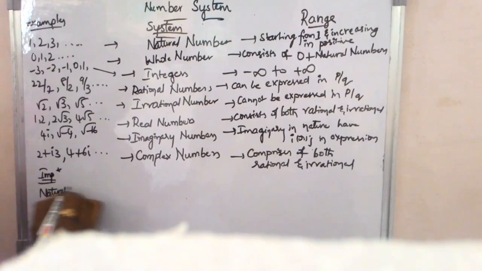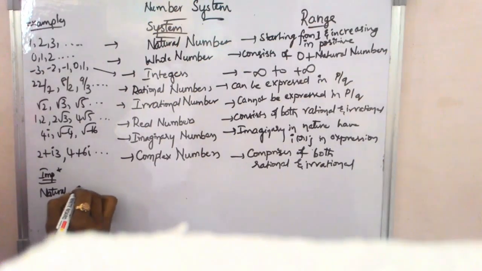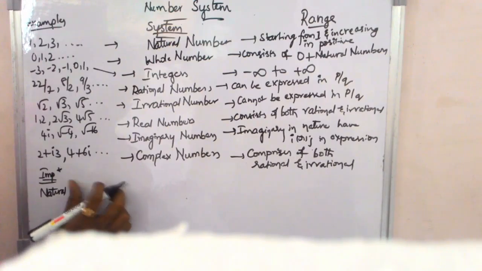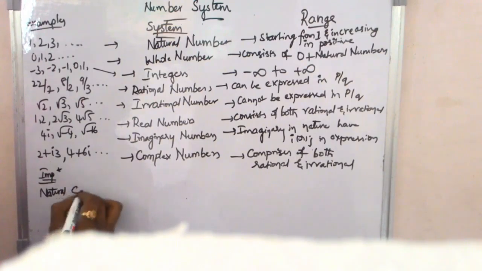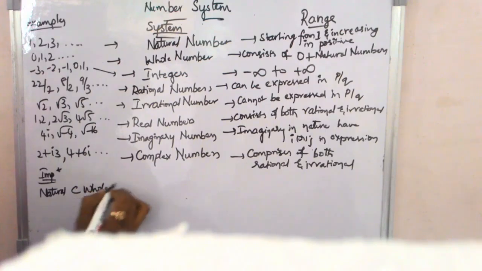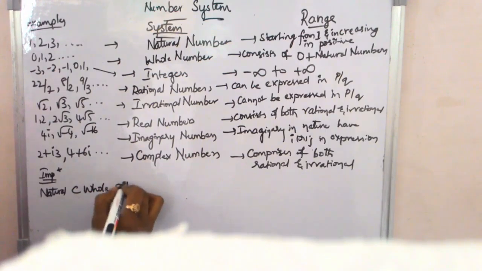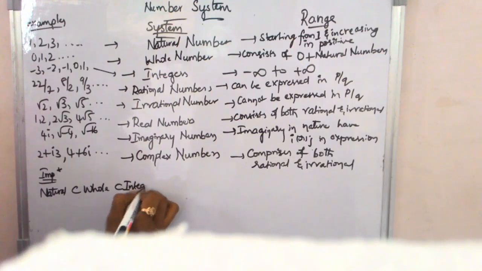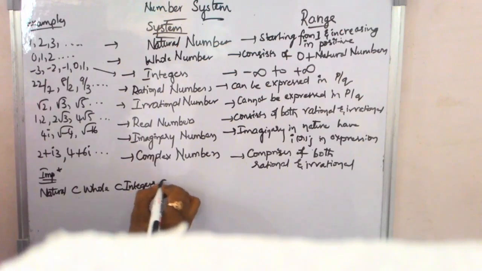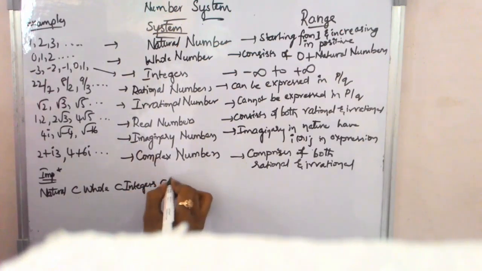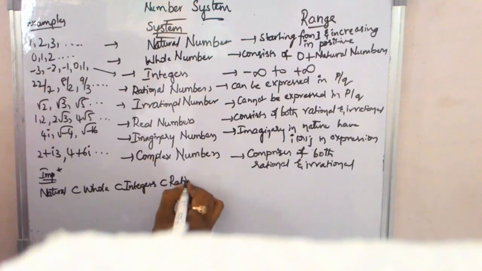Last but not the least, the very important point: the natural number system is a subset of the whole number system. The whole number system is a subset of integers, and integers are a subset of rational numbers. The rational numbers are a subset of real numbers, which are a subset of complex numbers.